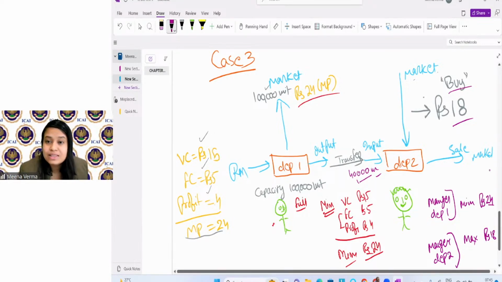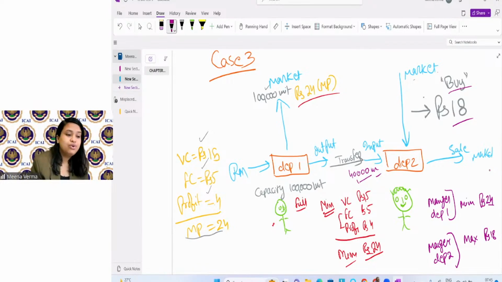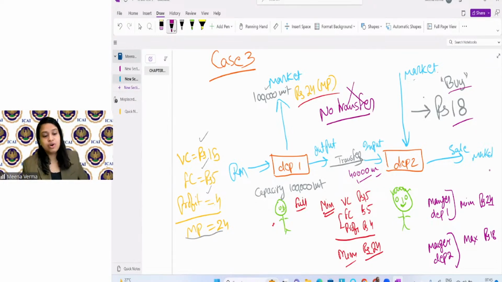So what will happen in this scenario? In this scenario, no transfer will take place. You know why? There will be no transfer, because this manager will say, I will pay a maximum of 18. I will not pay more than 18.